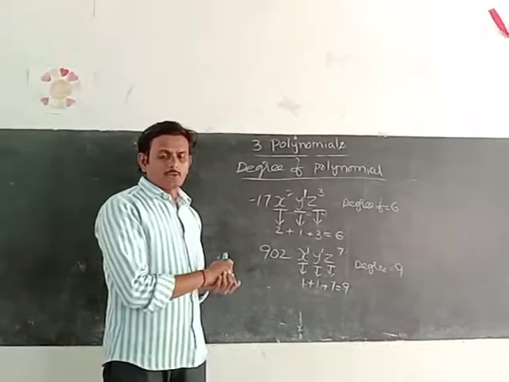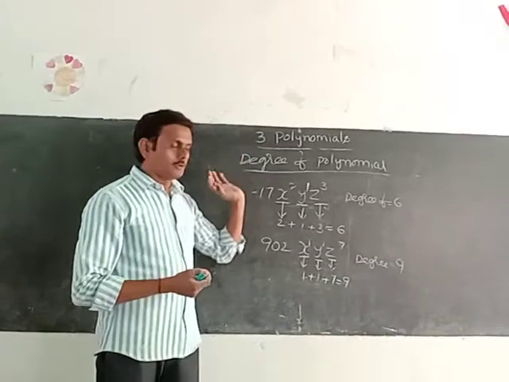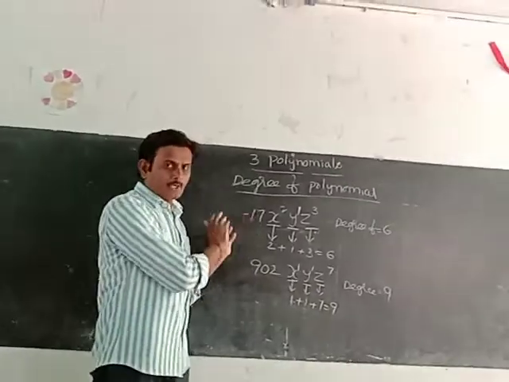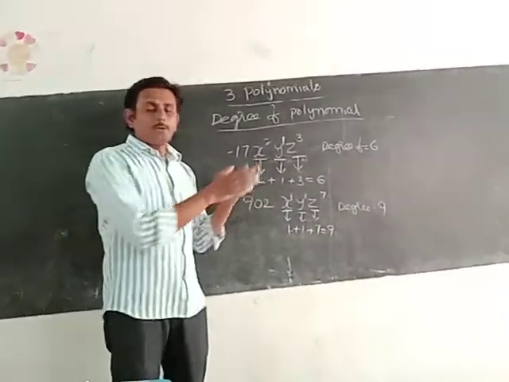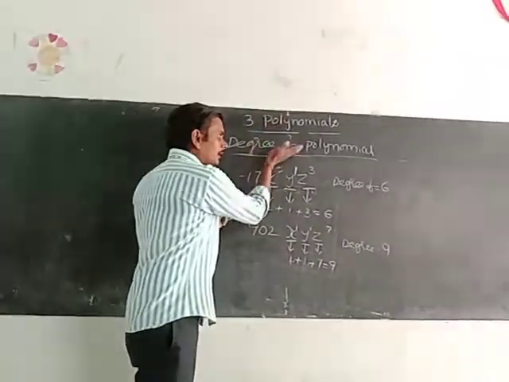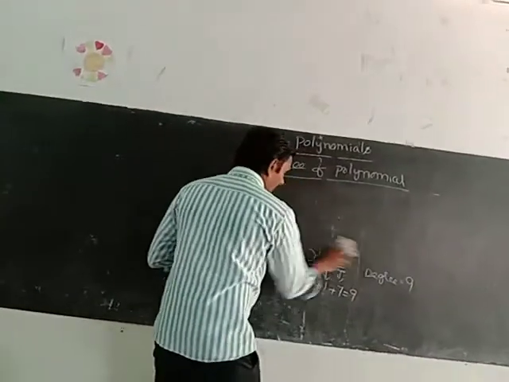Already in the previous class we did monomial, binomial, trinomial, multinomial. You have to recall those. Now I don't want to repeat them here. You see, the degree of the term we calculated. By using this concept, we find the degree of the polynomial. Shall we see the degree of the polynomial?